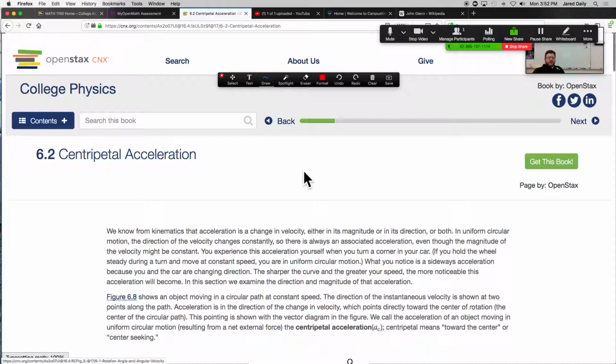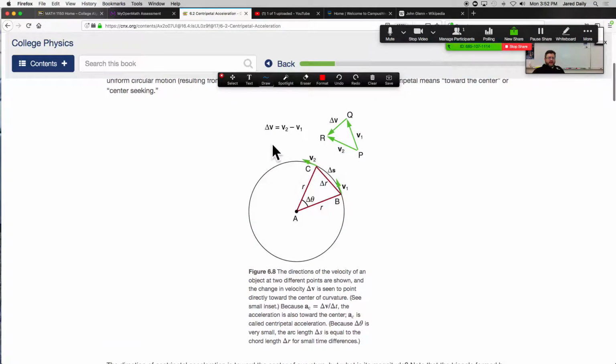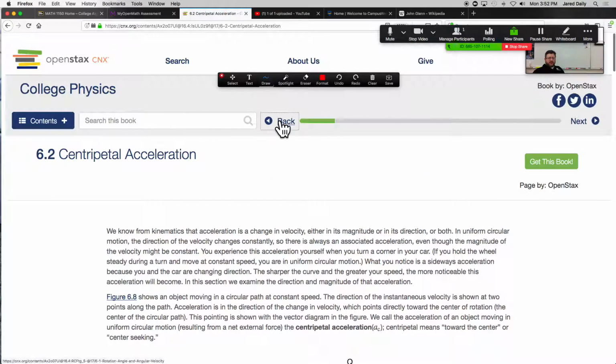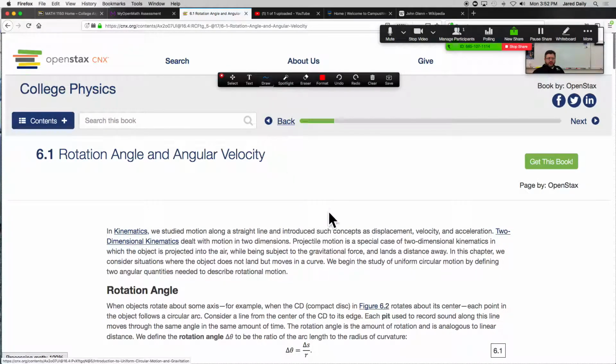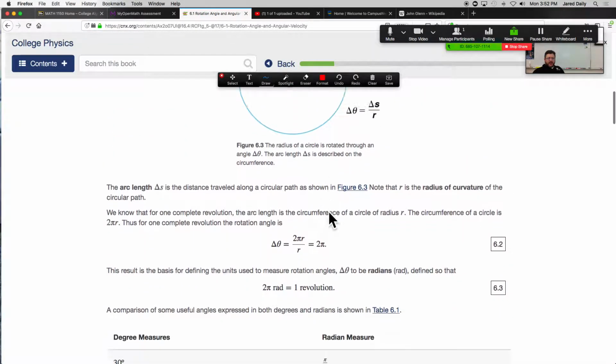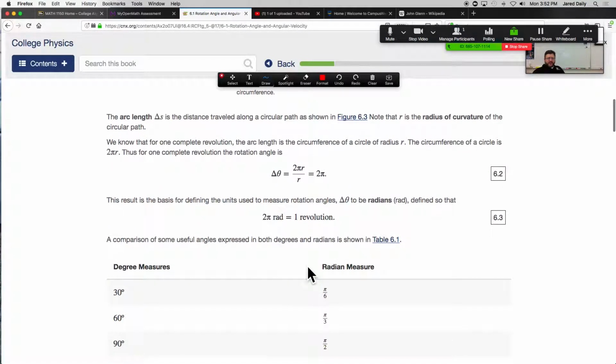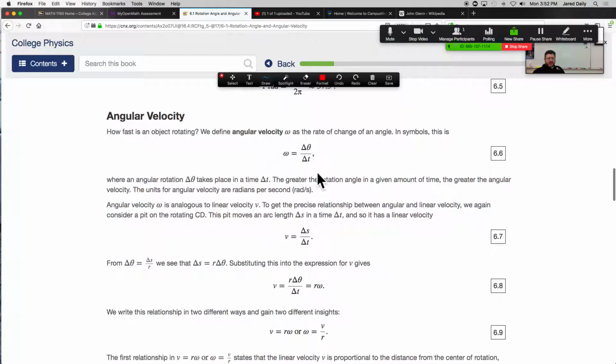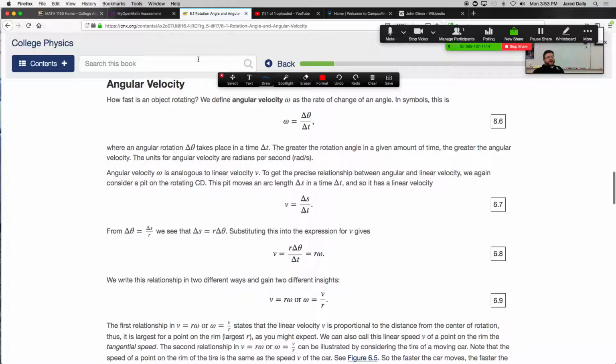If we go back to 6.2, we had this relationship between... Well, let's go back one more. Right here. If we go back to 6.1, we had this delta theta here, and we talked about radians. We learned about radians, but we had this angular velocity omega, and we made this relationship between the linear velocity, or the tangential velocity, or the speed along the edge of the circle, with the angular velocity. And that became quite useful.